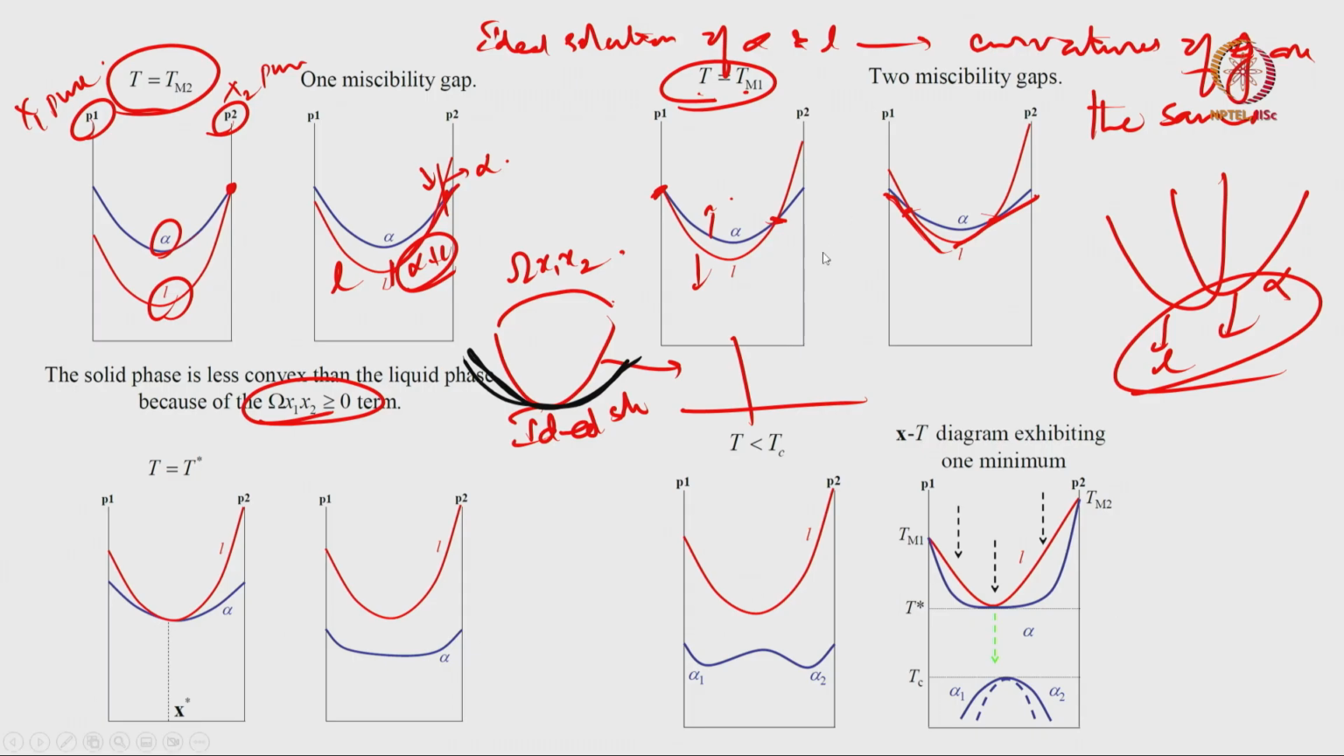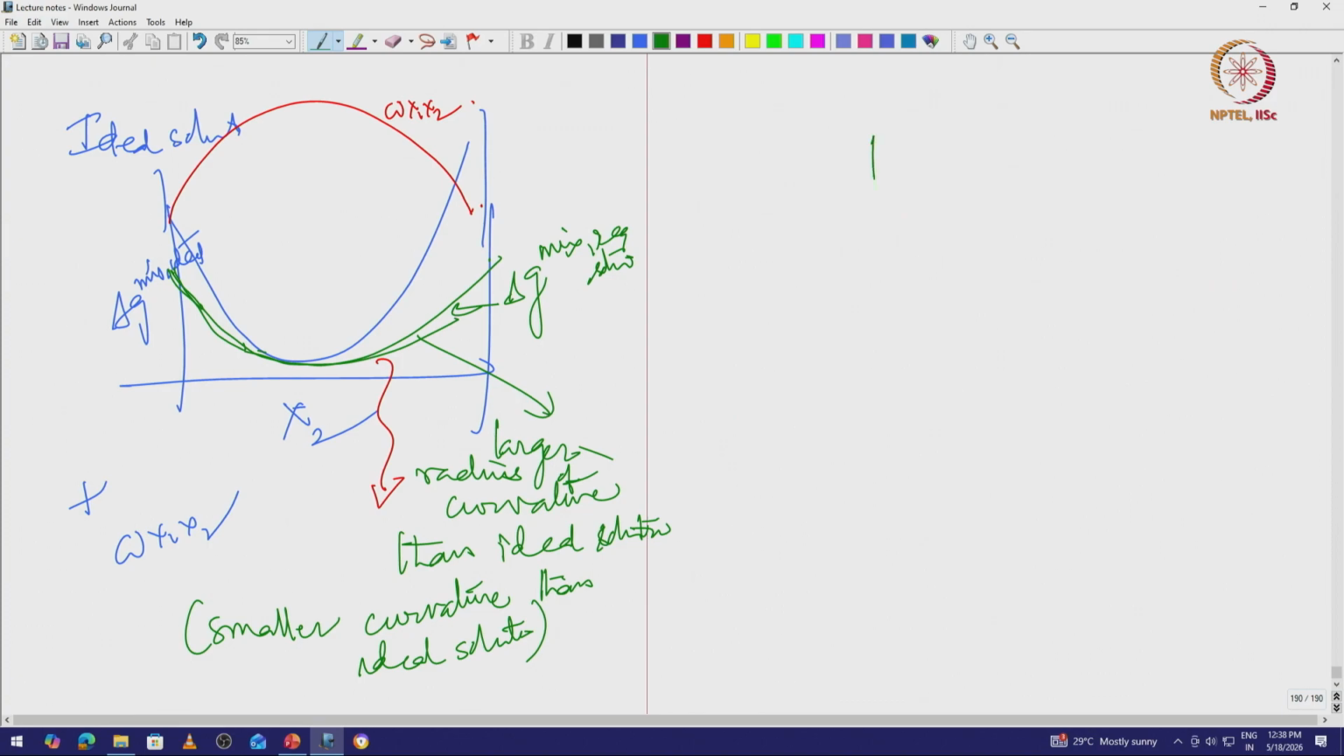let me draw it properly. At some point I'll have alpha goes like this, the liquid goes like this, and this is liquid, this is alpha. So I can draw a common tangent here, I can draw a common tangent here. So before this common tangent, this is the alpha phase, that is the liquid phase. I have alpha that is stable.